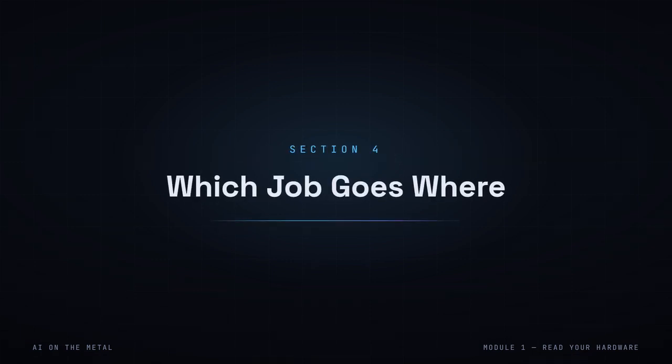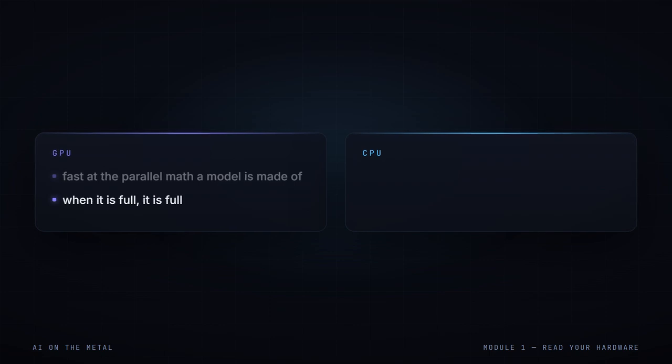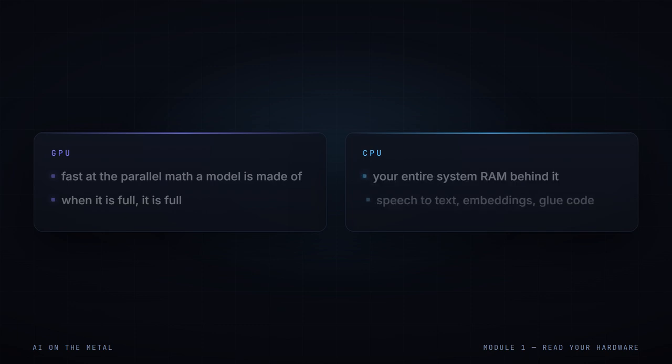Section 4. Now that you can see the split, you can choose it, which job goes where. The GPU is fast at the parallel math a model is made of. That is why the weights want to live there. It is also the scarce one, 6 gigabytes, one card, and when it is full, it is full. The CPU is slower per word, but it has your entire system RAM behind it, often 16 to 32 gigabytes. And plenty of jobs are happy there, smaller models, speech-to-text, embeddings, glue code.